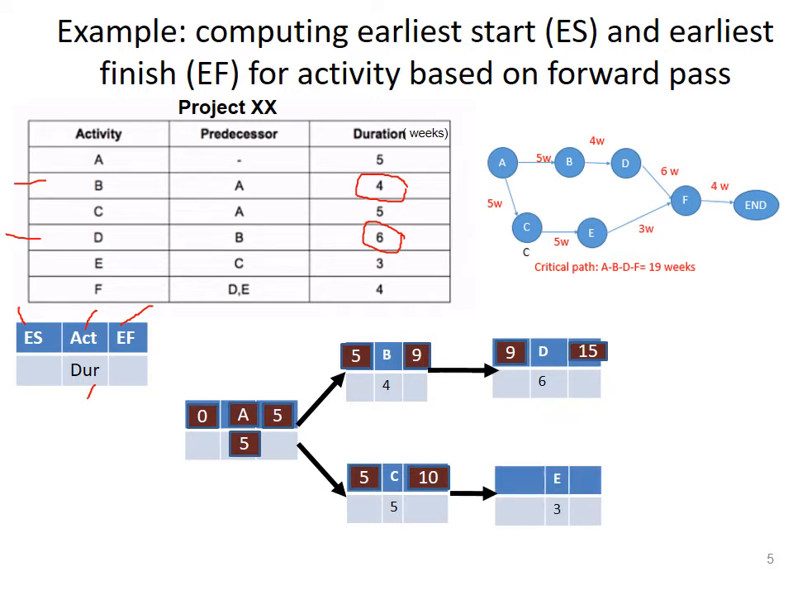Selepas C ialah aktiviti E, sama juga pengiraannya. E hanya boleh mula pada minggu ke-10 dan akan tamat pada minggu ke-10 tambah 3 ialah minggu ke-13. So E akan tamat pada minggu ke-13.